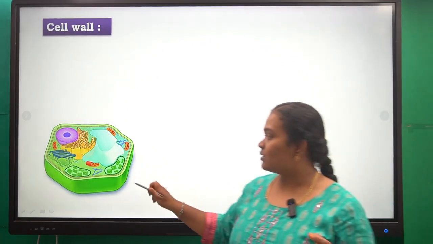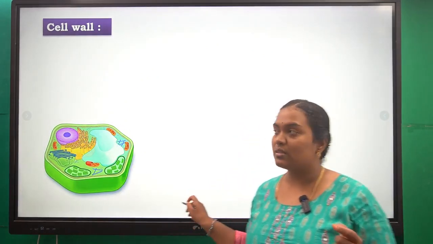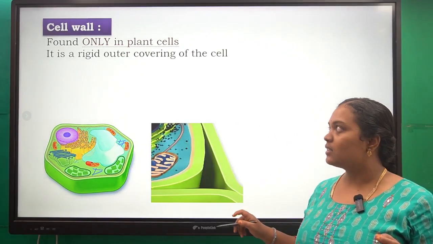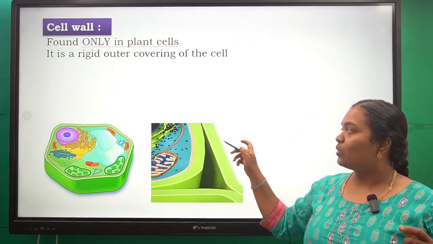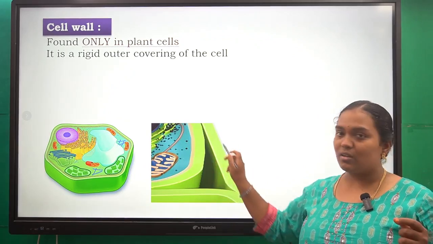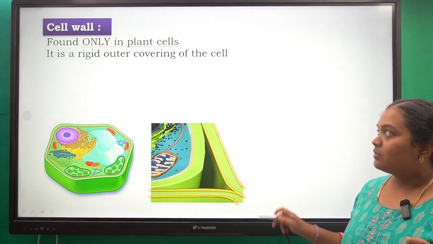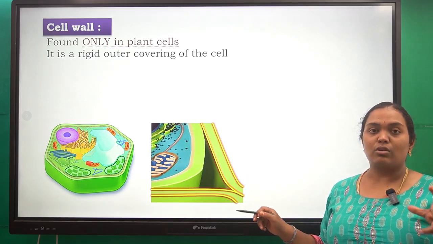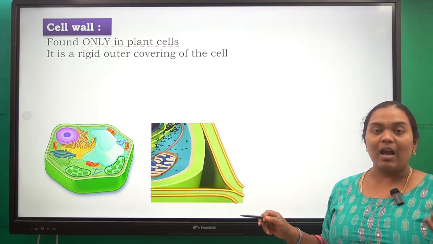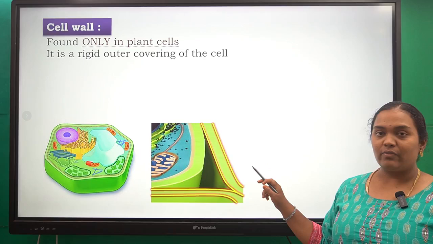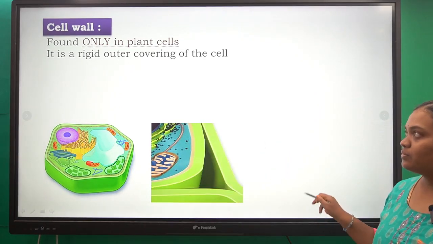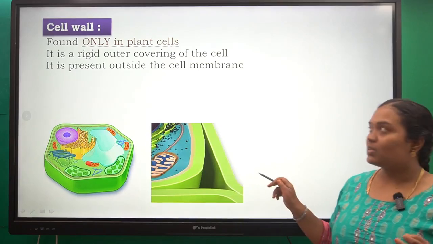In a plant cell, when you see the greener structure, the outermost structure is the cell wall. So it is found only in the plant cells, and it is a rigid outer covering. You can see the outermost covering of the plant cell, and the cell wall is not going to change its shape. Even under high variations in the environment, it keeps the same shape till the end of the cell's life. So it is present outside the cell membrane.